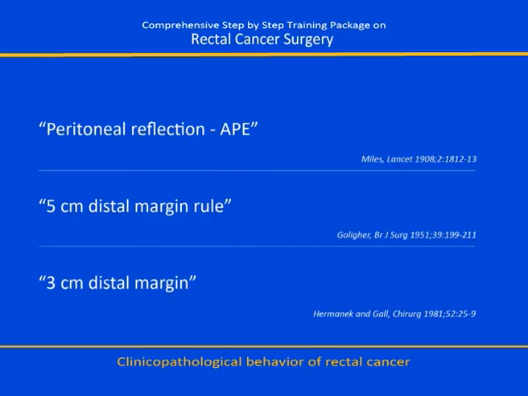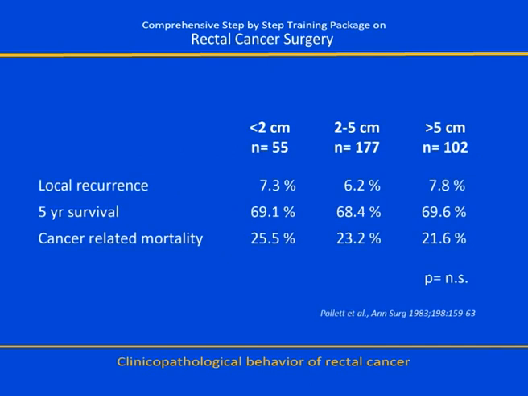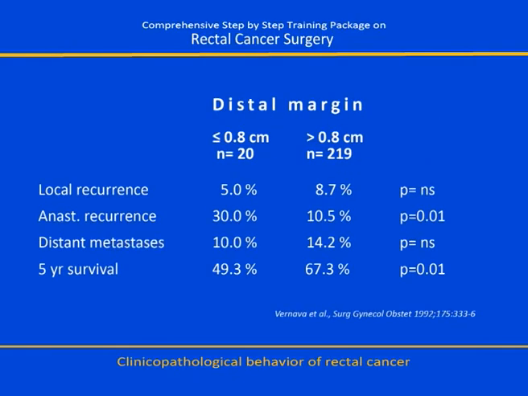John Gallagher was the first to claim a 5 centimetre distal margin to be necessary, and later Paul Hermanek reduced this to 3 centimetres. A study from St Mark's Hospital revealed that local recurrence, 5-year survival and cancer-related death rates did not differ significantly when resections with distal margins less than 2 centimetres were compared to cases with margins greater than 2 centimetres. Another study showed that even a 1 centimetre tumour-free distal intramural margin is sufficient.